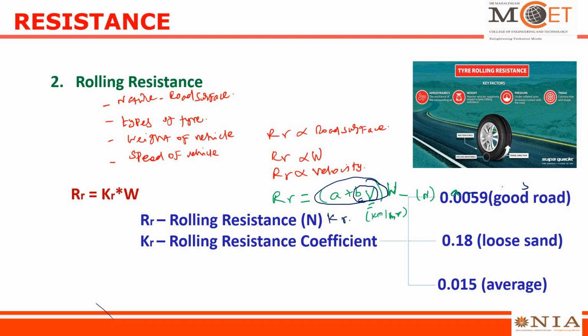Here we generally take 0.015 as Kr, since we mostly run our vehicle on normal road surface, not even good road surface and not in loose sand. We generally run our vehicle on average road surface, so we take 0.015 as maximum. So Rr equal to Kr into W. Here W indicates the vehicle weight measured in Newton.